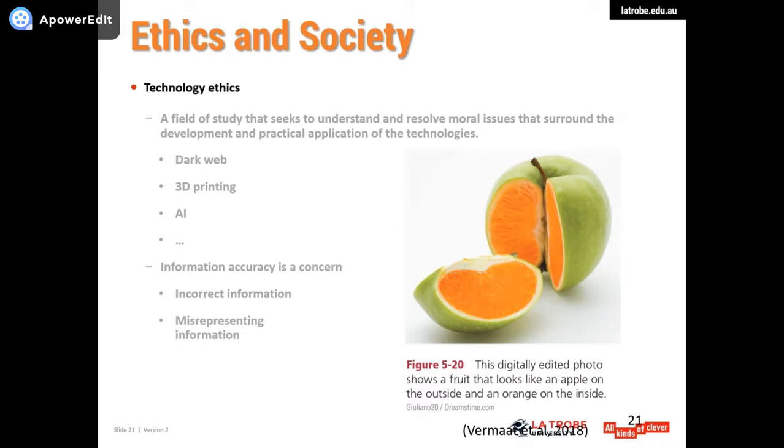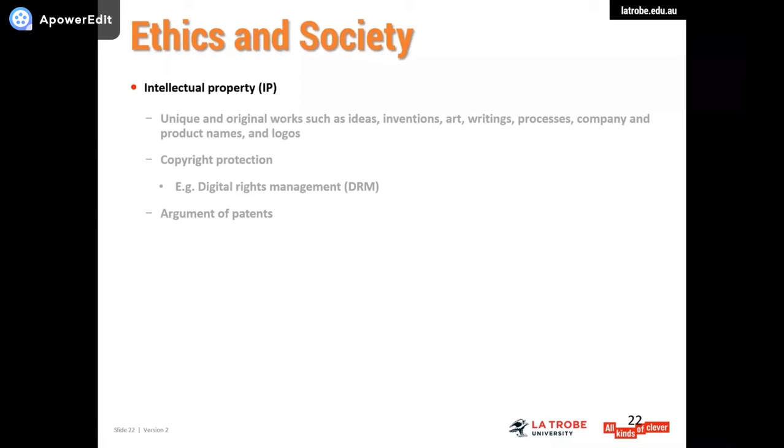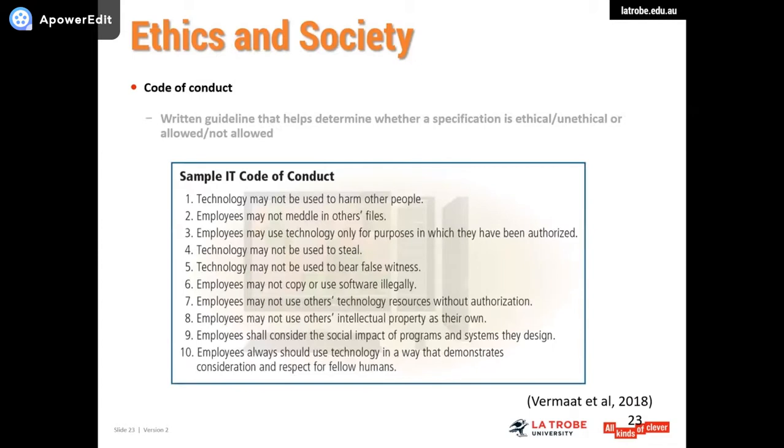And also for the IP as well. What is the definition of IP and how can we protect the IP? You must give the reasons. The same for the code of conduct. Why is it important and what is it about? Then for green computing, you just need to know the concept. That's fair enough.